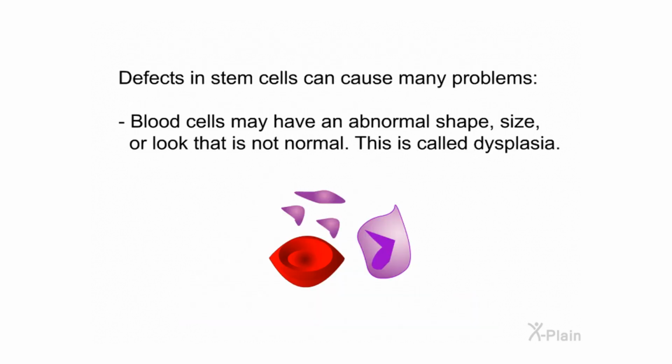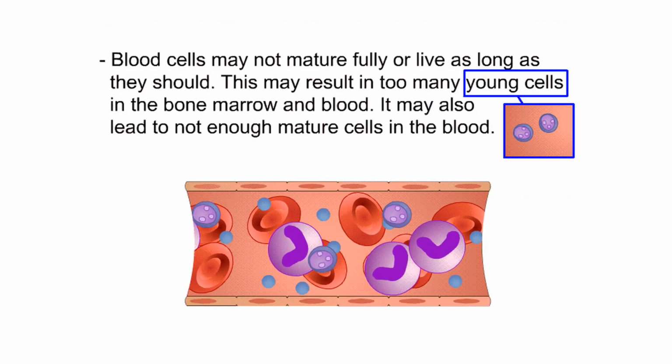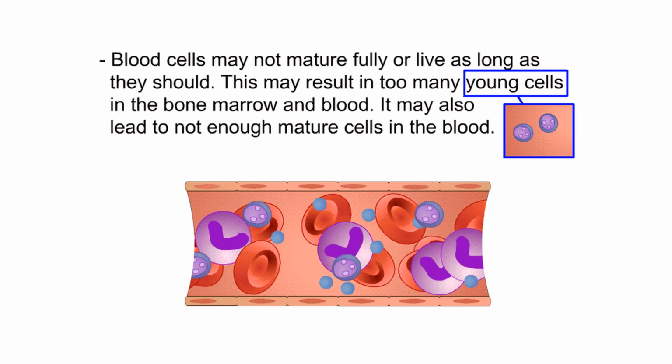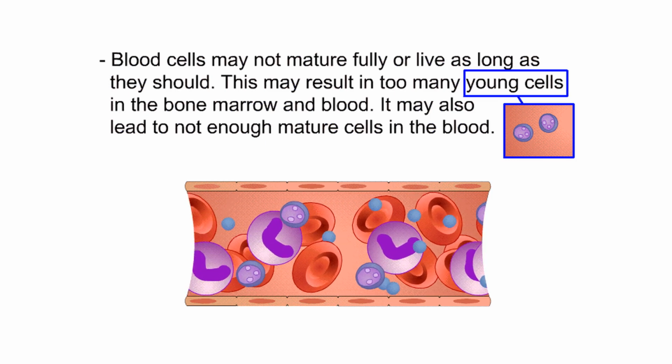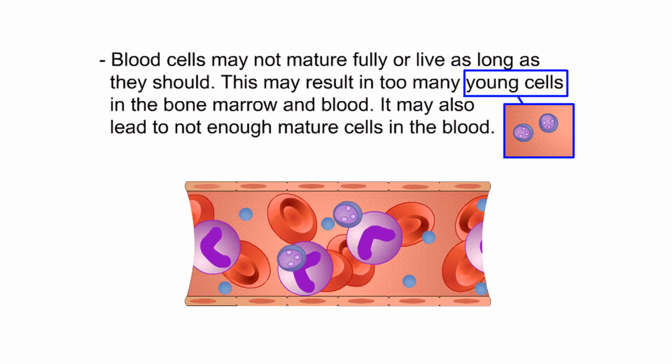Defects in stem cells can cause many problems. Blood cells may have an abnormal shape, size, or look that is not normal. This is called dysplasia. Blood cells may not mature fully or live as long as they should. This may result in too many young cells in the bone marrow and blood. It may also lead to not enough mature cells in the blood.